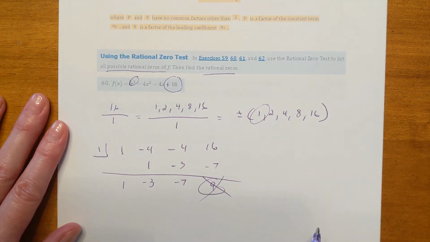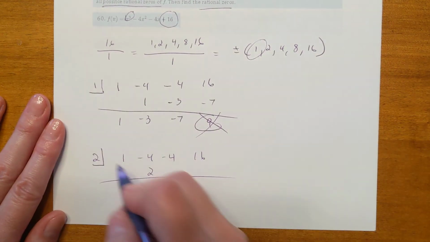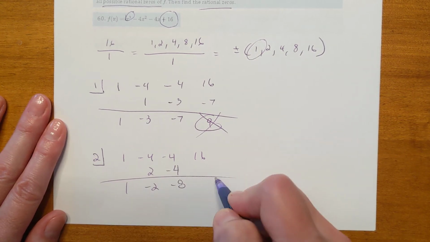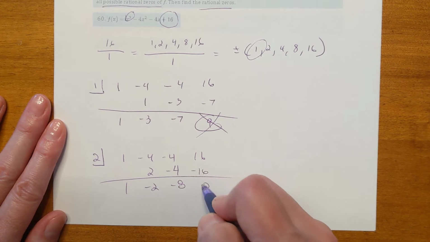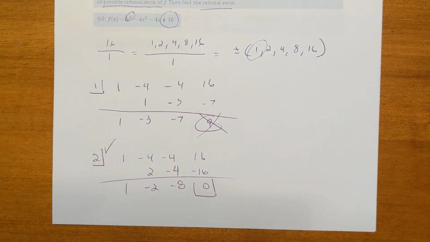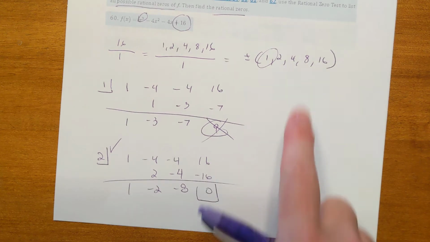Let's try the next number there, 2. So if we try 2, divide it into it using the synthetic division. And you'll see then you get 0, so 2 was a factor of it. And then you could keep on doing that till you find all 3 of them out of the possible rational zeros. All 3 answers are there.